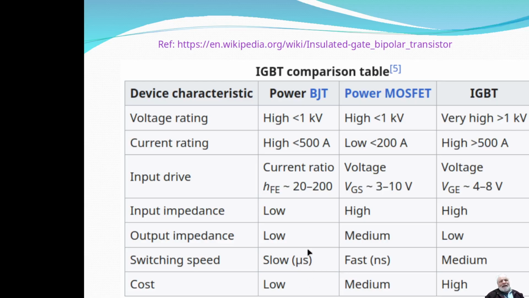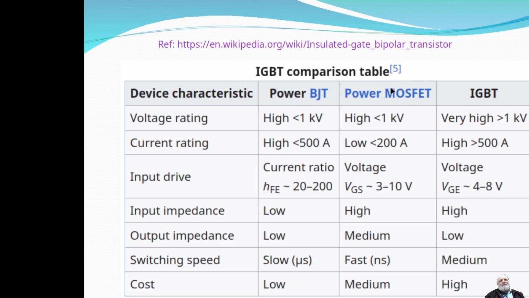A lot of times, you just want to turn something on and leave it on for minutes or hours or whatever. You don't care about switching speed. All right, but if you're trying to do something like pulse width modulation to do variable frequency control of a motor, then you care about fast switching. So that's where you would go with the power MOSFET.